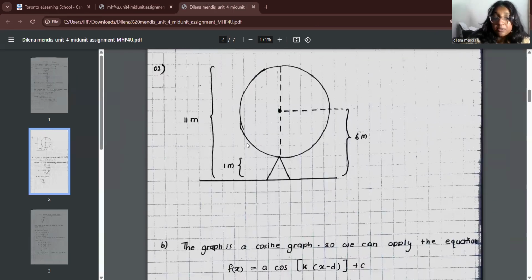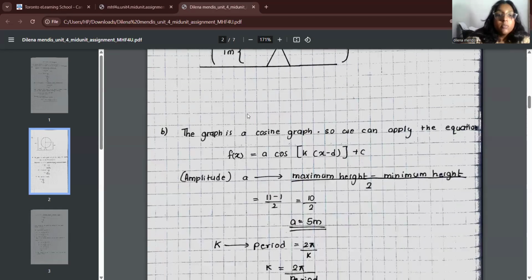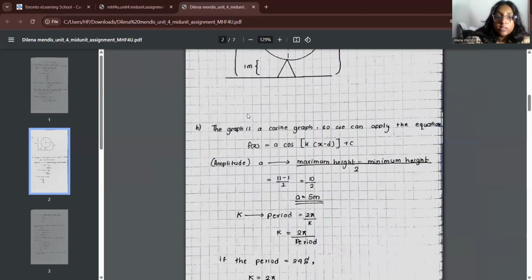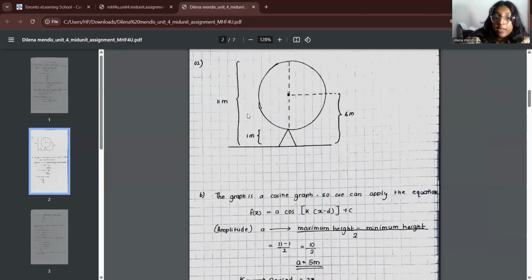So this is the Ferris wheel and it's 1 meter above the ground, and the midpoint of the Ferris wheel will be 6 meters above the ground, and the full height of the Ferris wheel, which means from the bottom part, it will be 11 meters altogether. This is the diagram. This is the answer for part A.